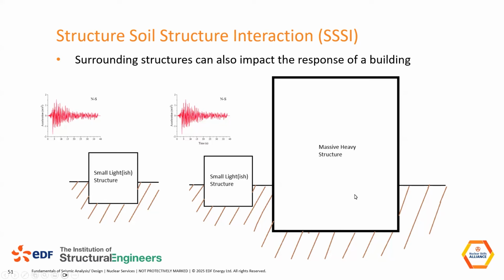In terms of the design of the big, heavy one, this small building will have no effect. So you wouldn't need to consider triple SI for this building as a result of having something lightweight next to it. It's more if you're looking at the lightweight building and there's a heavy building next to it.